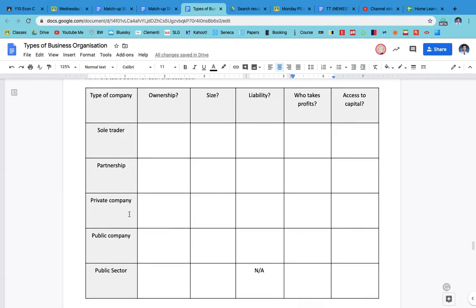Okay. So we've got the 5 that we've talked about so far: sole trader, partnership, private, public, and public sector. And then what is the ownership like? So for example, one owner. What is the size? What type of liabilities do they have? Who takes the profits? And how much access to capital? So basically, how much access to finance do they have?